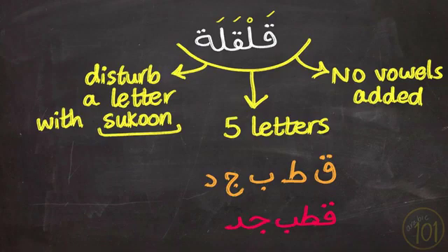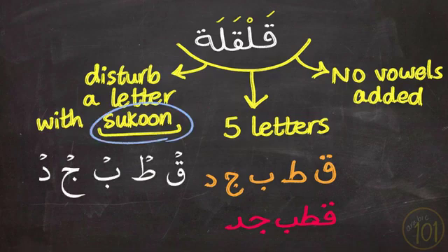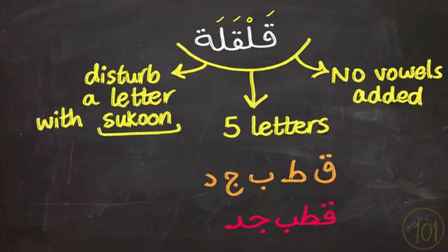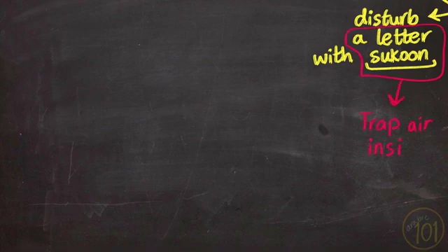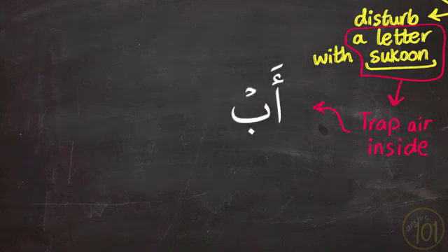And since it happens only with sukoon, it will happen to these letters when they look like that. But don't forget that sukoon can also happen when you stop at a word. So how do you disturb a letter with sukoon then? Well, when a letter has sukoon, you simply stop the airflow to be able to apply the sukoon. So it should sound like this. Ab. So here I'm simply trying to stop the air from escaping because I want to have the sukoon. That's why I'm saying ab.